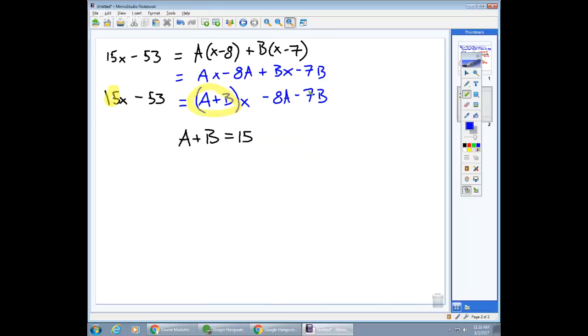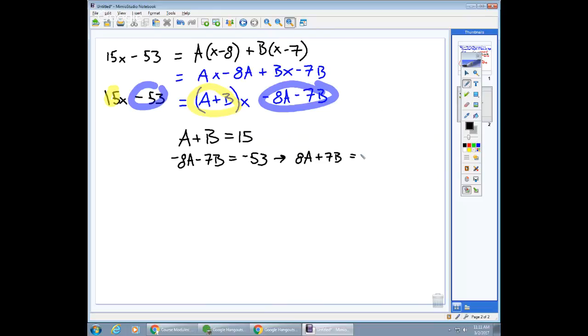The negative 8a minus 7b has to be the same as negative 53. So I get a system of equations I then have to try and solve. So negative 8a minus 7b equals negative 53. Any method you want to use to solve that system is one way to go here. So let's see, the bottom one cleans up just a little bit. I could rewrite that as positive 8a plus 7b equals 53.